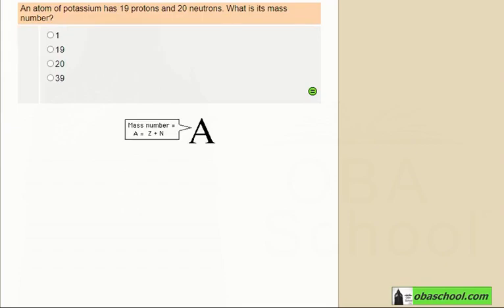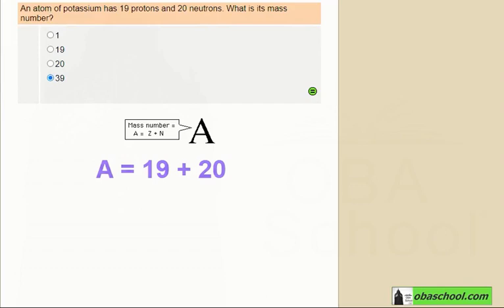Take a minute to do this. So all we have to do is to replace the Z with 19 and N with 20, which are the number of protons and neutrons. 19 plus 20 will give us the mass number, which is 39.